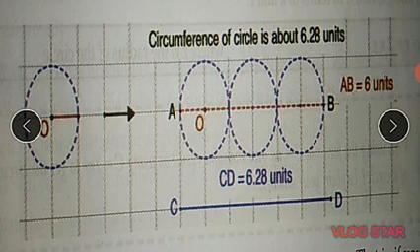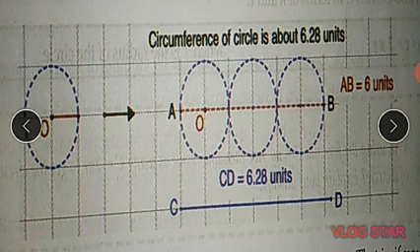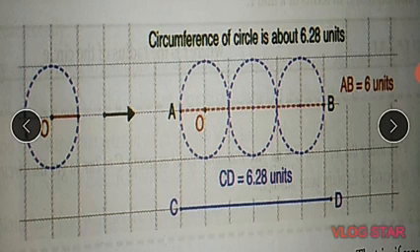So the circumference of a circle with a diameter of 2 is about 6.28 units. You can also get the circumference by rolling the circle on a graph. Just like this one, if you roll the circle, then its length is 6.28 units.